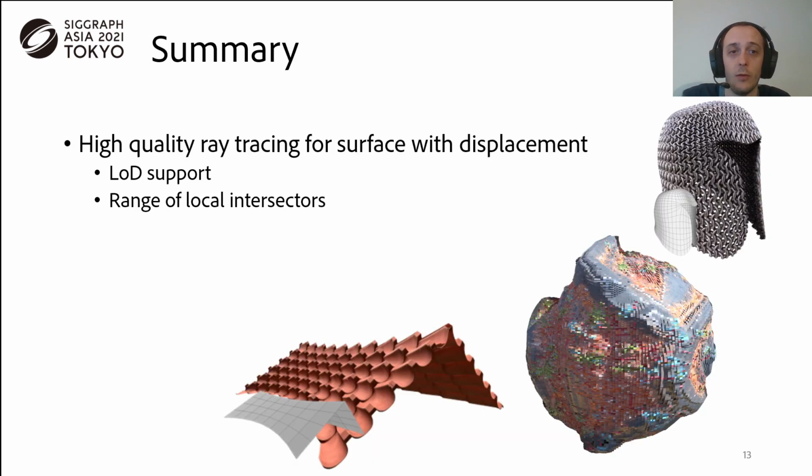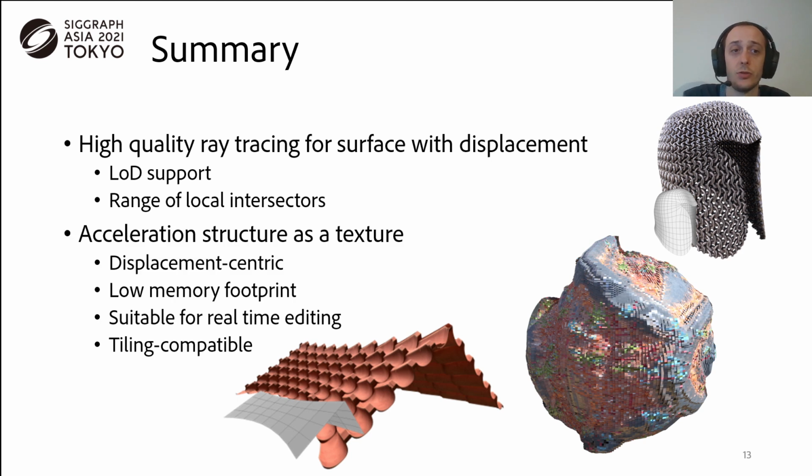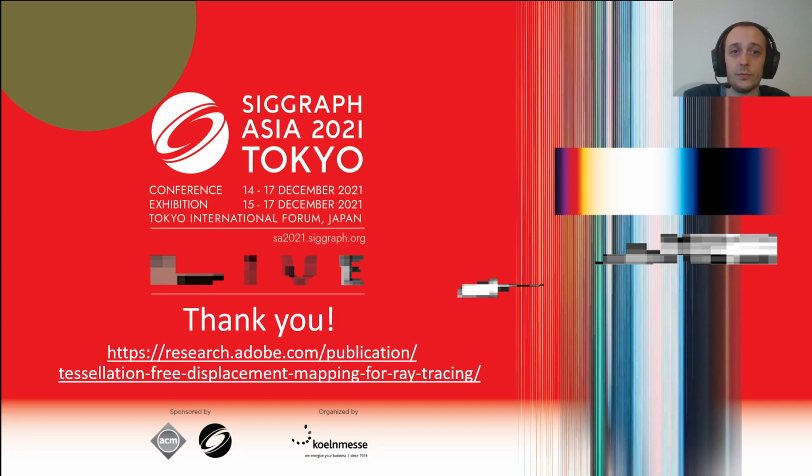In summary, we propose a method for high-quality ray tracing of surfaces with displacement that supports level of detail and a range of local intersectors. The method is based on an acceleration structure which is simply a texture and is displacement-centric. It has a low memory footprint, is suitable for real-time editing, and is fully tiling compatible.